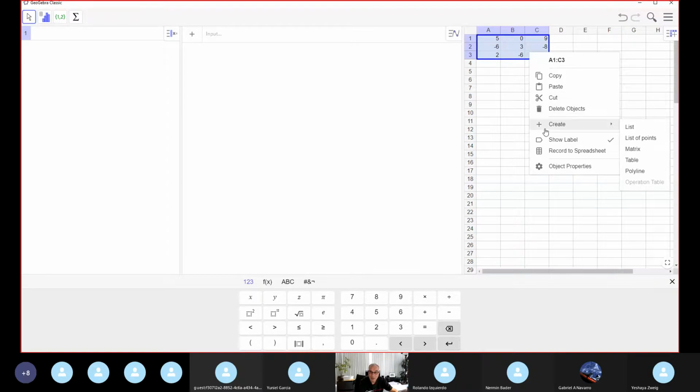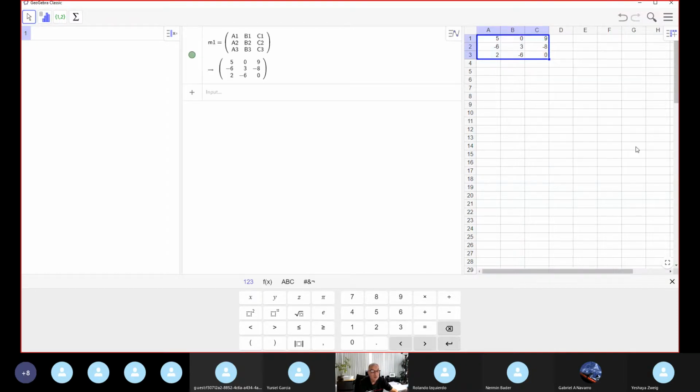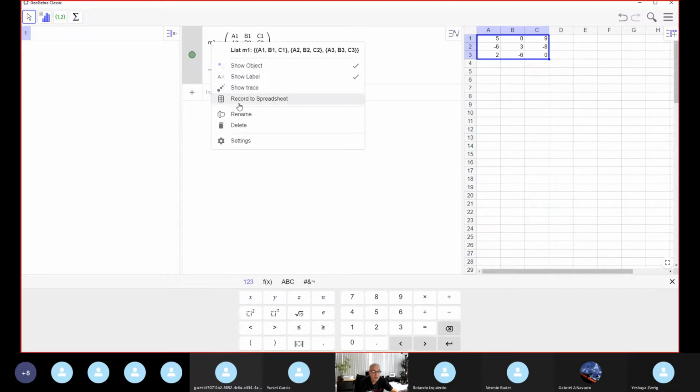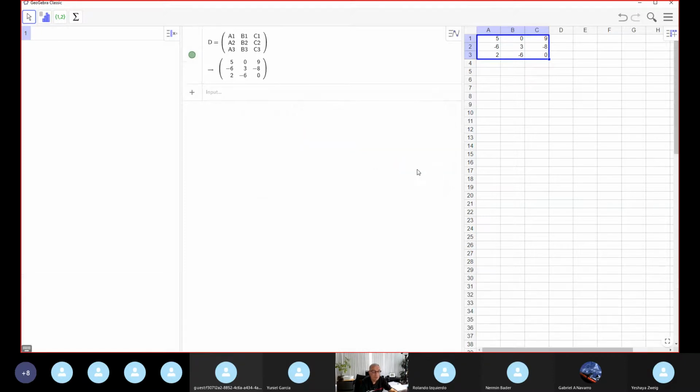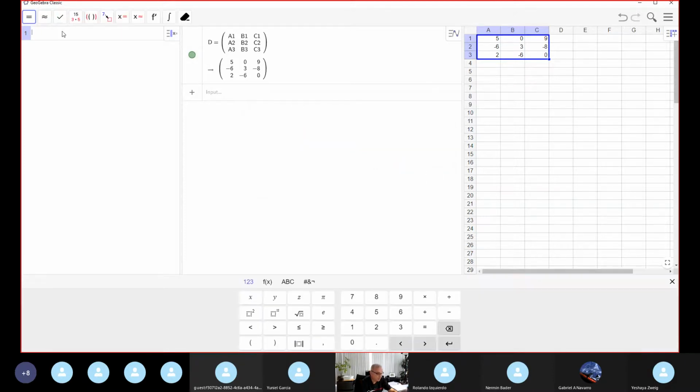Well, I select the matrix, boom, I rename the matrix. Look, I right click on the object, and I rename, this is not M1, it's capital D. Ready, and then I compute the determinant. Determinant of who? Determinant of D, capital D. And the answer is 30. Do you see?